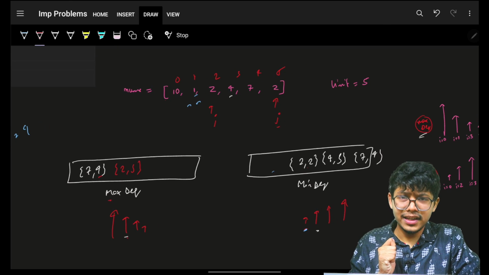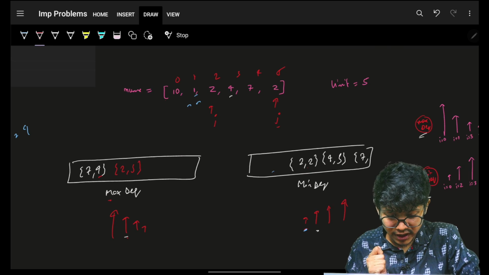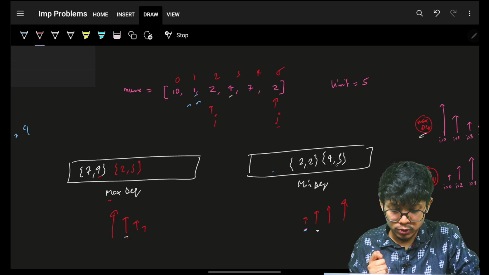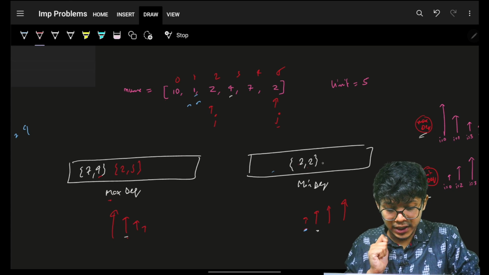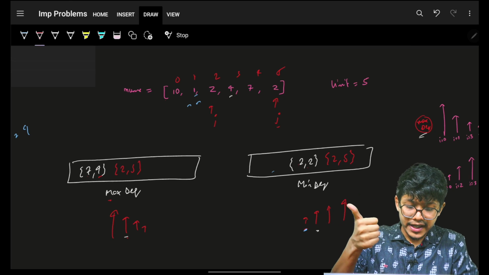7 is higher than my 2, so I have to remove it. I can only put in values which are equal or higher. 4 is still higher than 2, remove it. 2, okay, equal to. Okay, I can put 2 comma 5. Great. 7 minus 2, again 5, equal.